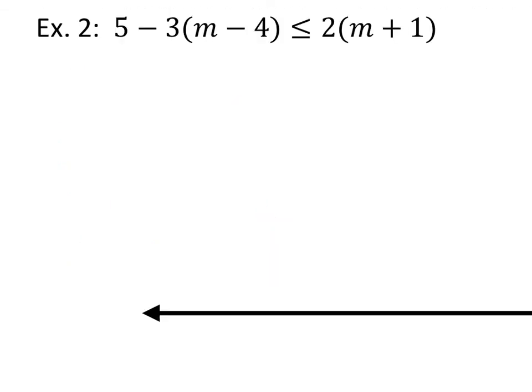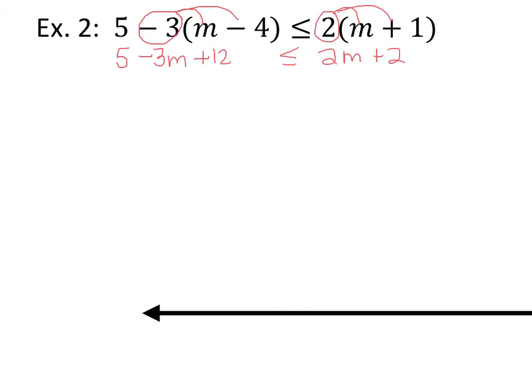Okay, moving on to example 2, we have quite a bit of simplifying that we have to do here. We're going to just move from the left to the right. So first off, we're going to bring down this 5. You're going to distribute the negative 3 through. So it's going to be negative 3m. And then negative 3 times a negative 4 is a positive 12. Then we have our less than or equal to, and then we're going to distribute the 2 through as well. So 2 times m, and then 2 times 1 is a plus 2.